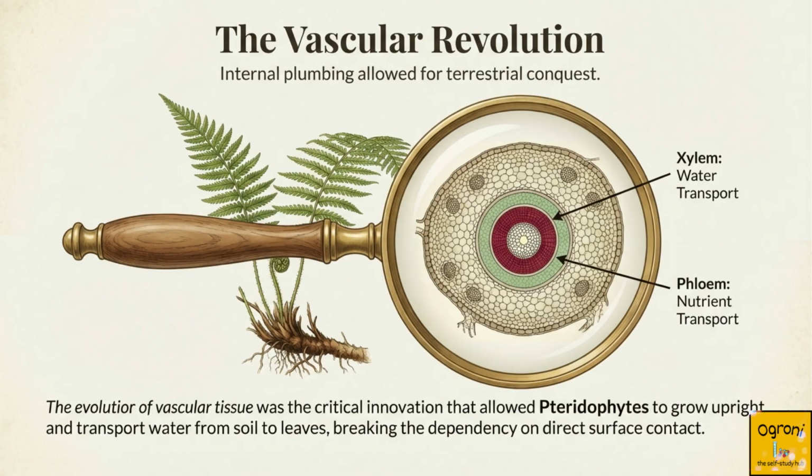Unlike bryophytes, pteridophytes are vascular plants. That is, they have xylem and phloem vessels. Xylem for water transport and phloem for nutrient transport. This allowed pteridophytes to grow upright and transport water from soil to leaves, unlike moss, which is like a green mat on the mountains.